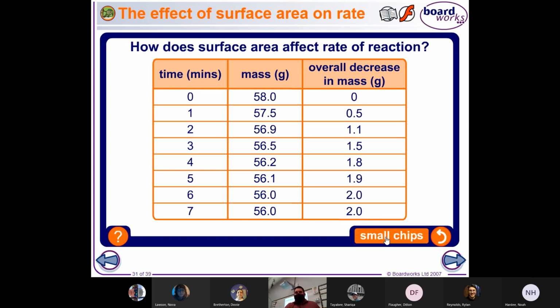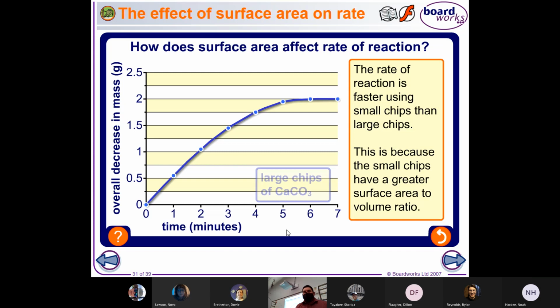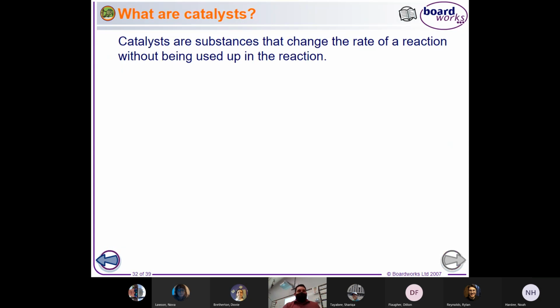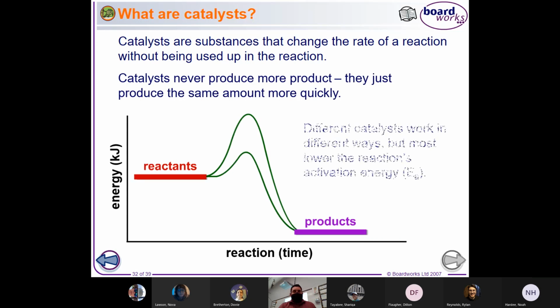And so that was the big chips. If I do it with the small chips, the gas happens a lot faster. Okay? But note that they all end at the same place. So they have the same amount of product. They all end at the same place. But the small chips go faster than the big chips. And that actually might be allowed to do on Wednesday, depending on what happens.